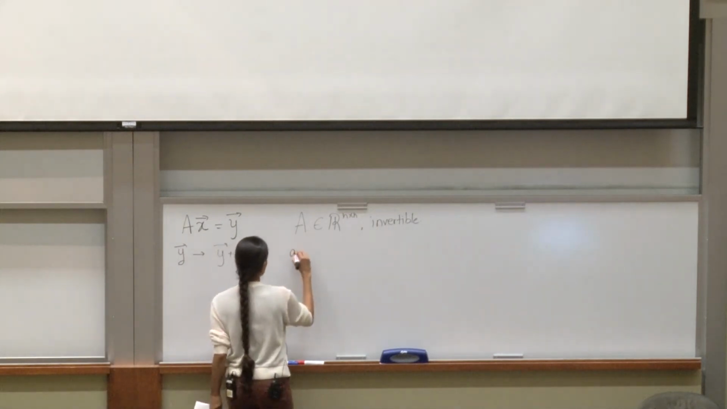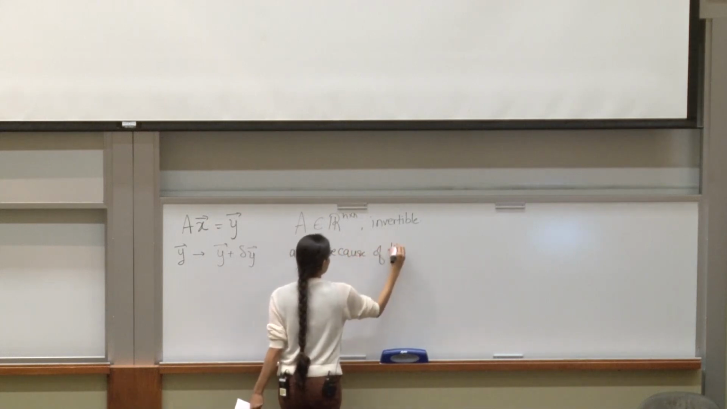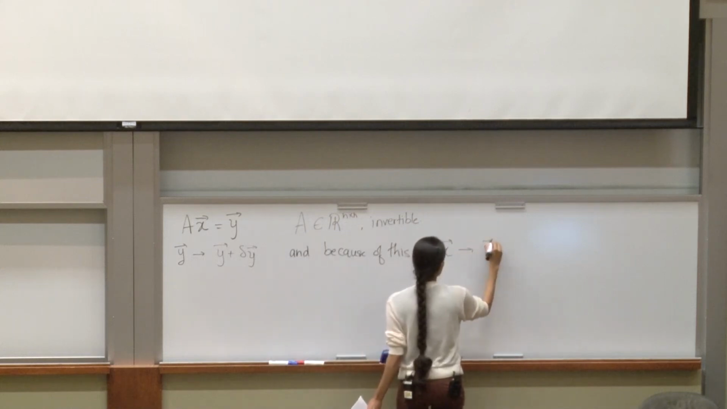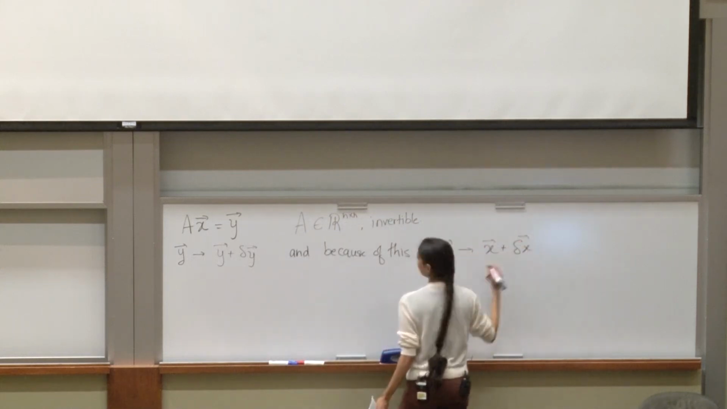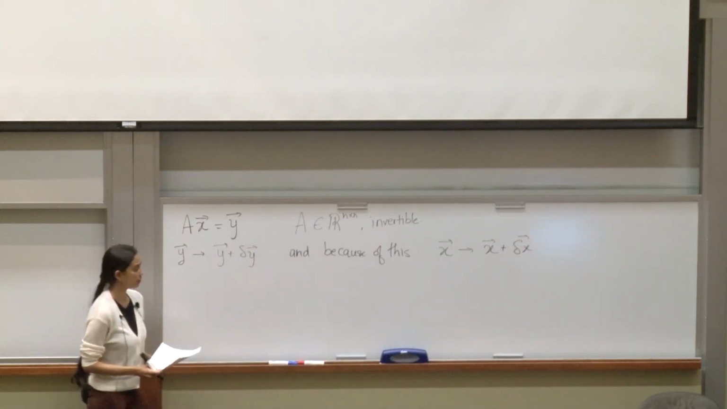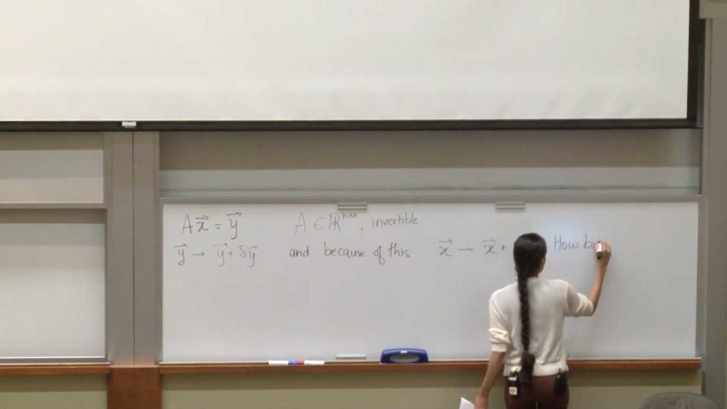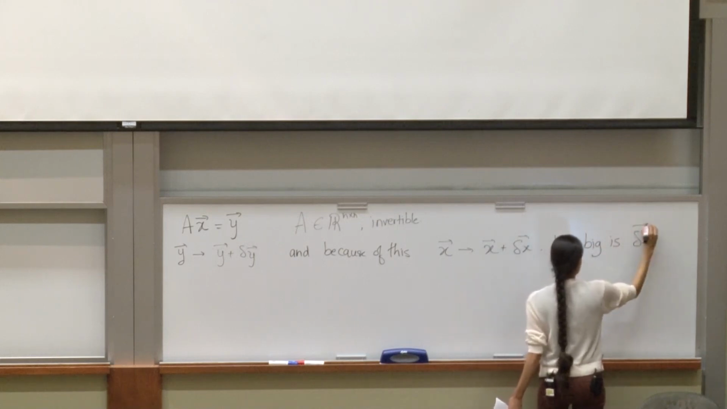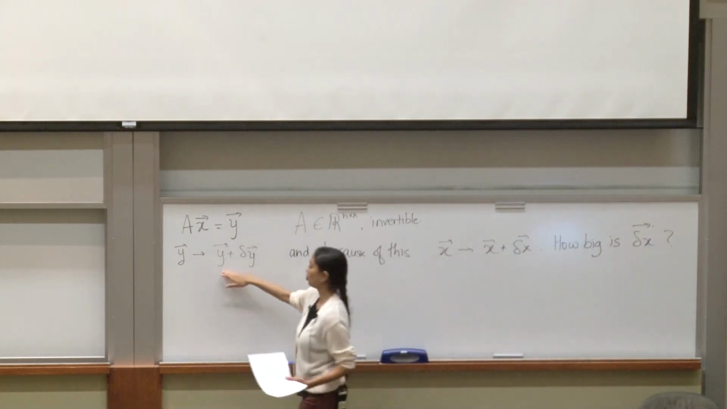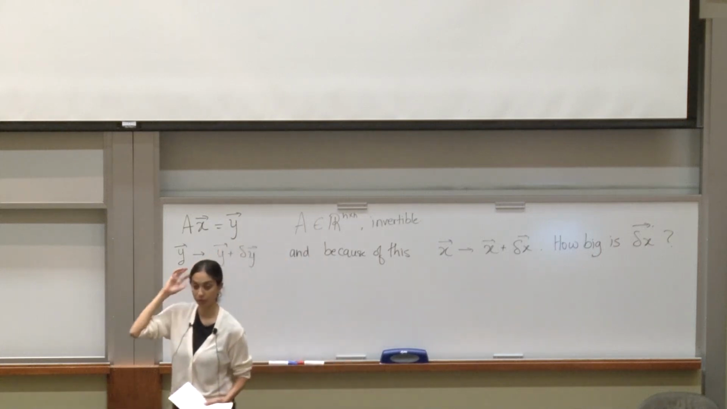And because of this, there was a change in x as well. x was also perturbed to, let's say, x plus delta x, right? If our measurements change a little bit, presumably our x will also change a little bit, right? So what we want to understand is, how big is delta x? What kind of change in x is induced by a small change in y?